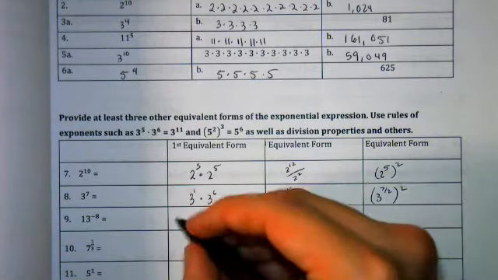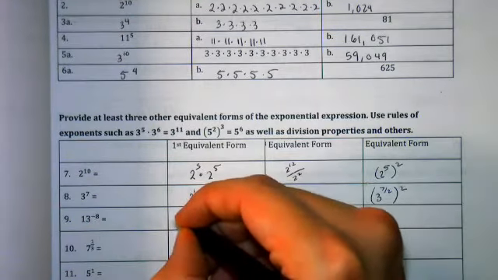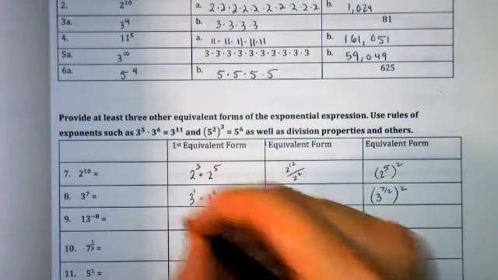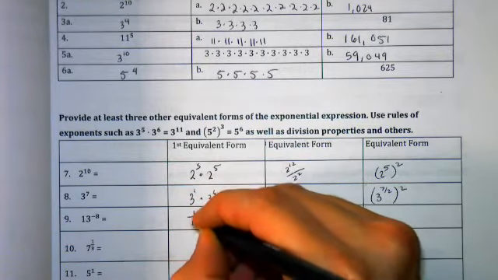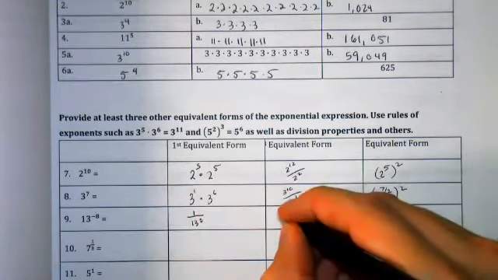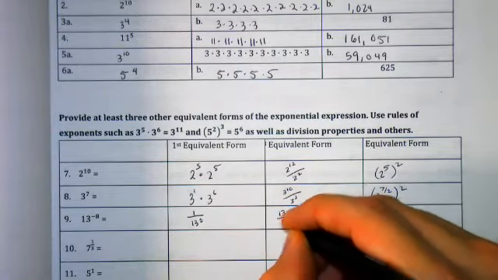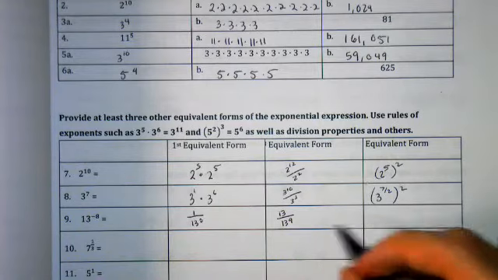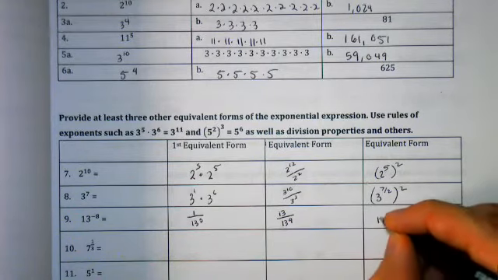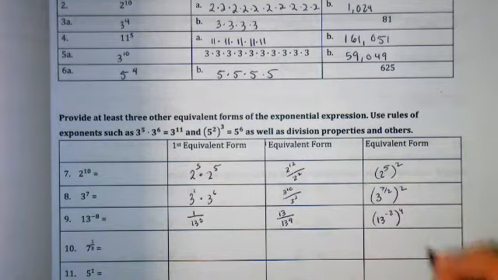13 to the -8 power would be, let's see, we could do 1 over 13 to the 8th power. We could do 13 over 13 to the 9th power. That should be an exponent, 13 to the 9th power. We can do 13 to the -2 power to the 4th power. That would work. Take that to the -8 power.